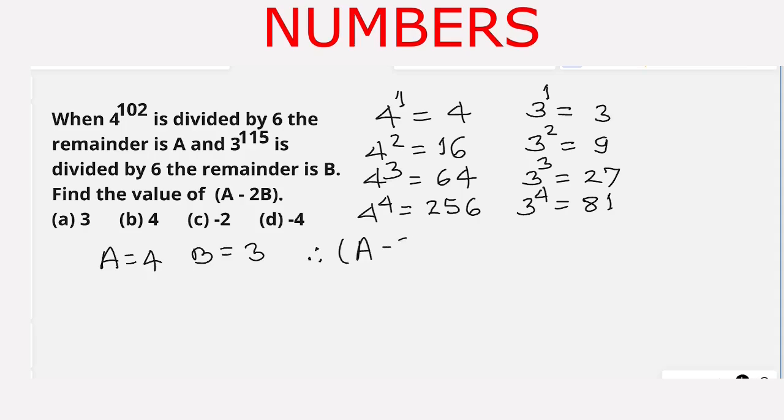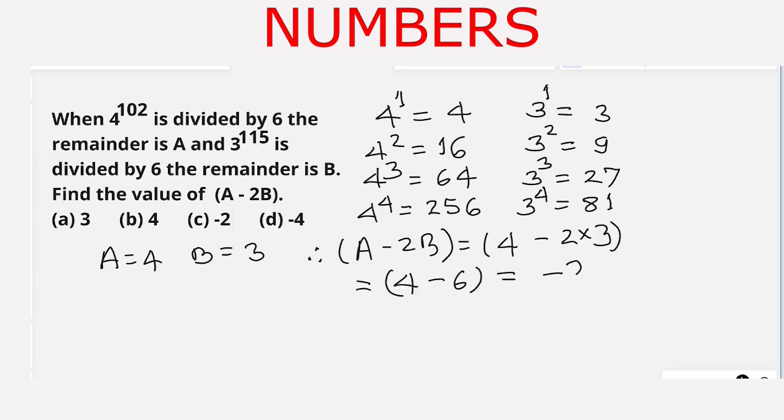Therefore, A minus 2B is equal to 4 minus 2 into 3. This is equal to 4 minus 6, and 4 minus 6 is minus 2. And from the given options, our answer is option C, minus 2. Please always keep in mind these two properties. When any power of 4 is divided by 6, the remainder is 4, and when any power of 3 is divided by 6, the remainder is always 3.